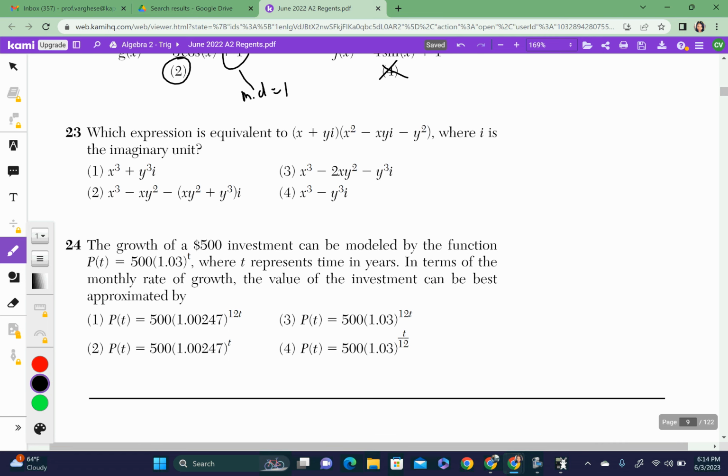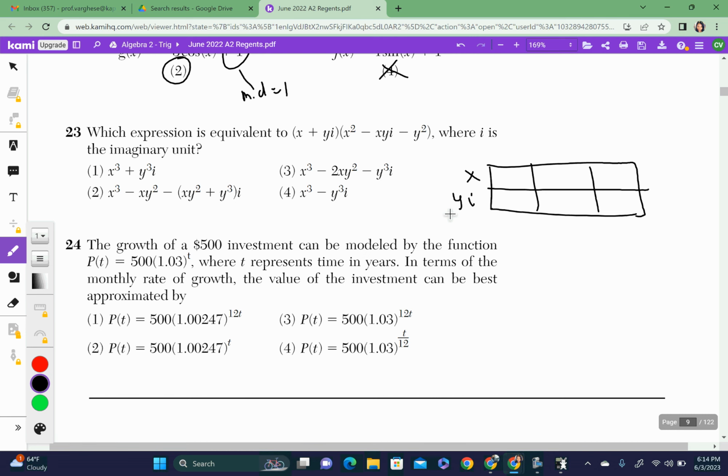All right, 23. Equivalent to, right? As soon as it says equivalent, you could put this in y1, that in y2, and then see which one matches. Or you could sit there and do the box method here. We have done a problem like this in class. Let's just go ahead and do this the longer way, just to make sure. x, and this is yi. And over here we have x squared, this is negative xyi, and this is negative y squared.